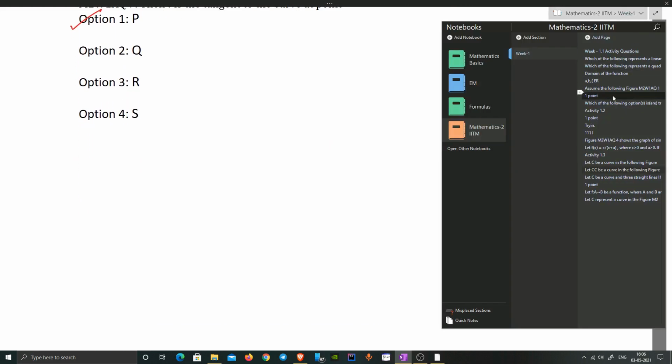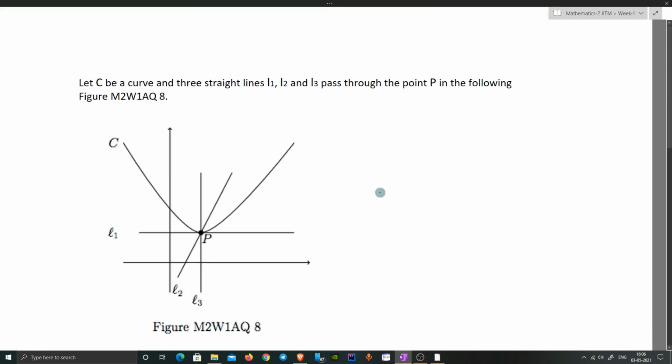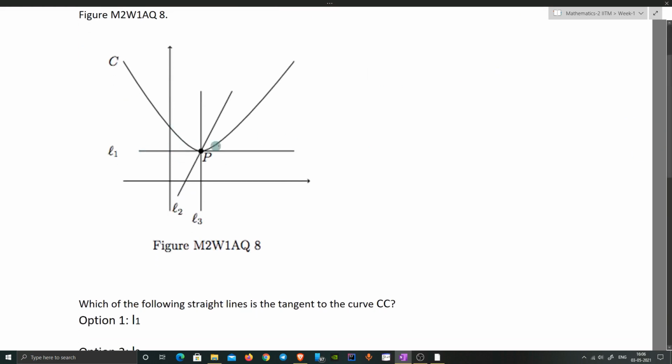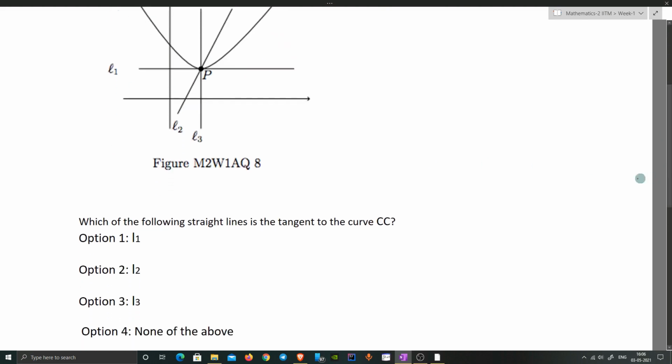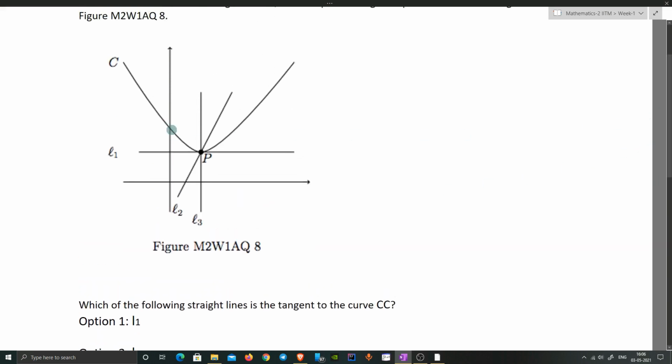Okay, so next question. Let C be a curve and three straight lines L1, L2, L3 pass through the point P in the following figure. Okay, so we have a curve and we also have three lines 1, 2 and 3 which pass through the curve at P. What are they asking? They are asking which of the following straight lines is the tangent to the curve. Again simple, we simply have to check the direction of the curve as well as the direction of the line. I'll draw an exaggerated figure here. Let's say something like this.